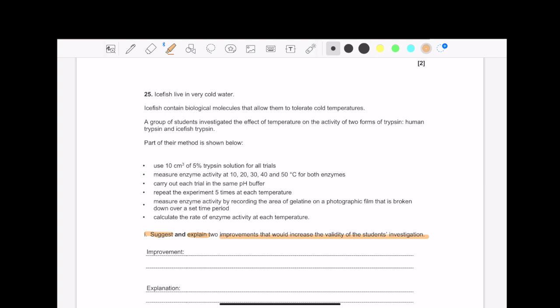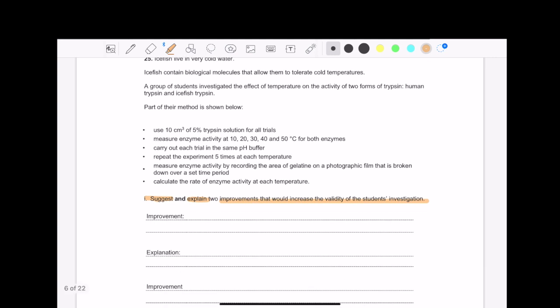Now, if we read what's going on here, we can see that it tells you about the volume and the concentration of trypsin solution, which is great actually. That's like a control variable. Next sentence tells you about the different temperatures used. So 10, 20, 30, 40, and 50. Now, to you or to someone else, it might be like, oh, that's good, they did a range of temperatures, but we're scientists here. We want specifics.